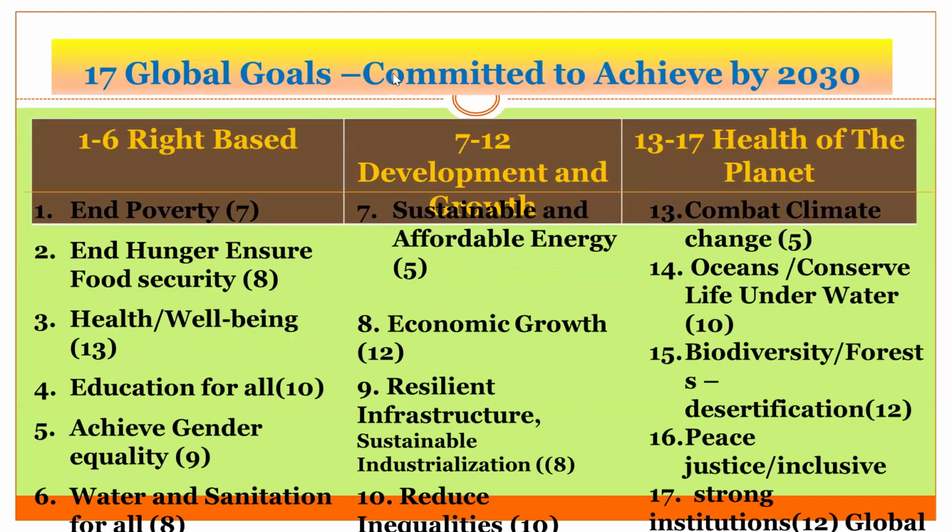So 17 goals committed to achieve by 2030. The first 6 goals are rights-based. All these are human rights. And food, ensure food security, health, education, achieve gender equality, water and sanitation. All by 2030, those are the rights-based goals.